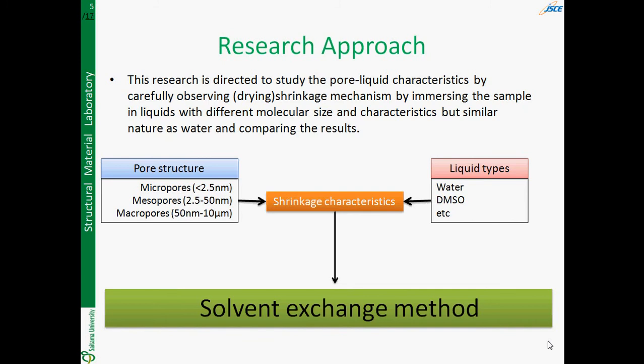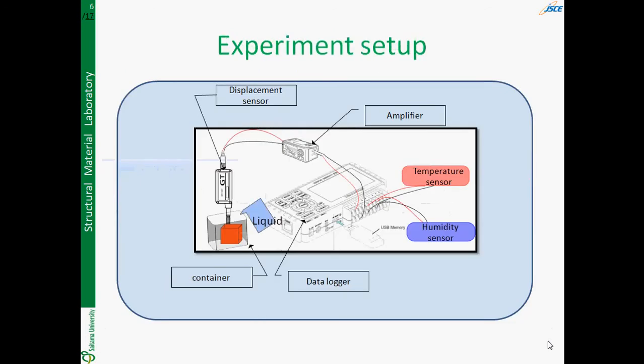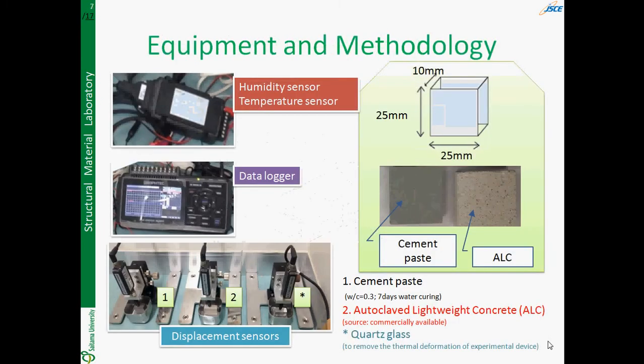In this study, what we want to do is observe the volumetric or shrinkage and swelling behavior of specimen when it is soaked in different liquids like water and DMSO. This is the setup for experiment. It consists of displacement transducer which senses the change in displacement up to 1 micrometer and this value is recorded by data logger. Temperature and humidity were also recorded during the experiment.